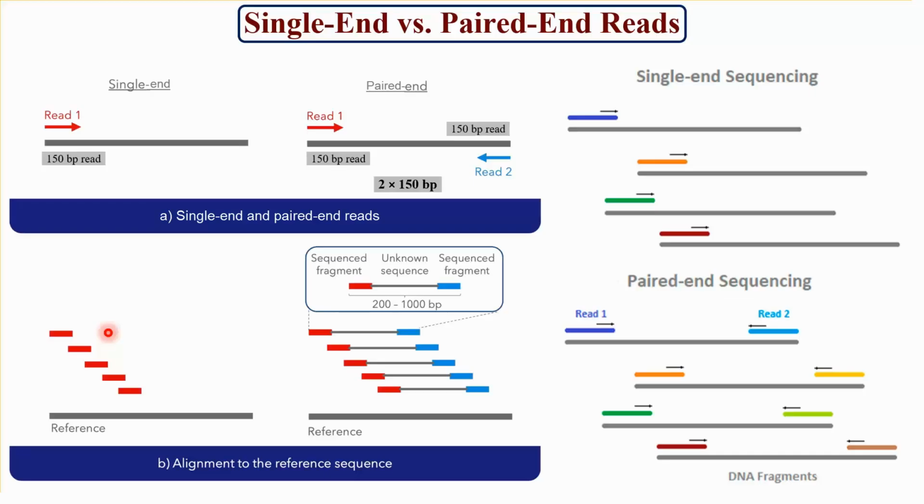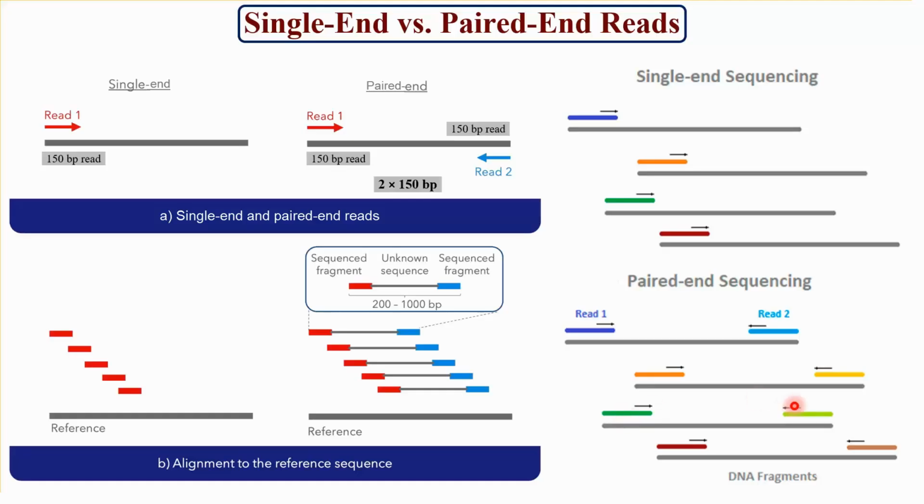But in paired end sequencing, each DNA fragment produces two reads, read 1 and read 2, as shown by this colored segment here. For fragment 1, this is read 1 and this is read 2. For fragment 2, this is read 1 and this is read 2. And for fragment 3, this is read 1 and this is read 2.